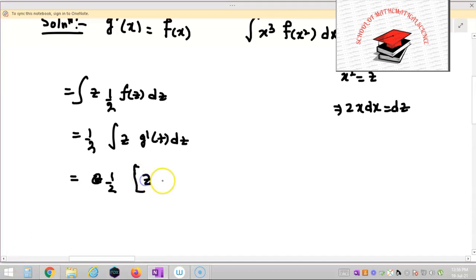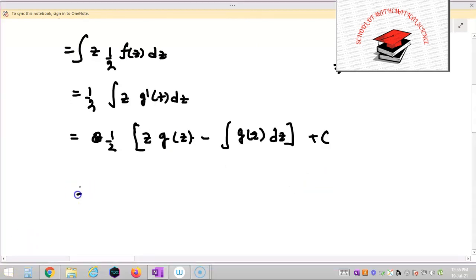So that will be z into g of z minus integration. We need to differentiate z, that will be 1, and integrate g dash z, so that will be g of z dz, plus some constant c, right students? So I can write this as 1 upon 2, and the value of z is x square, so that will be x square g of x square minus integration g of x square.